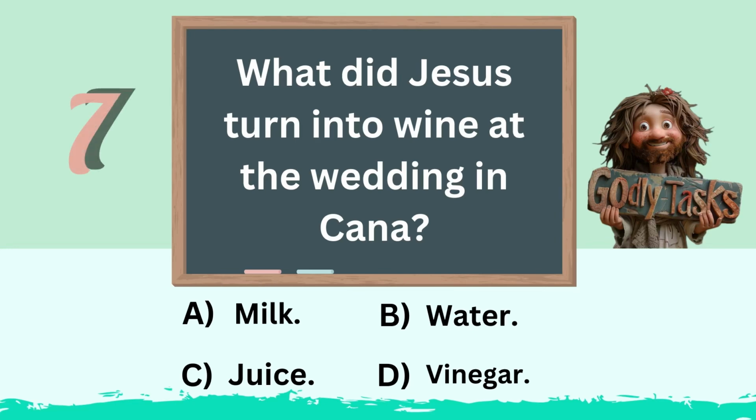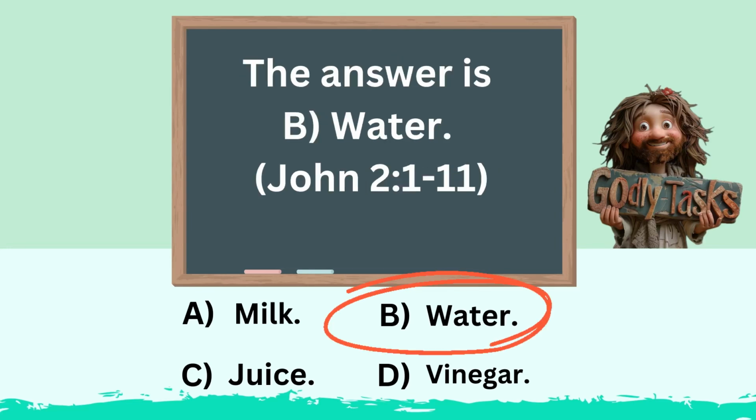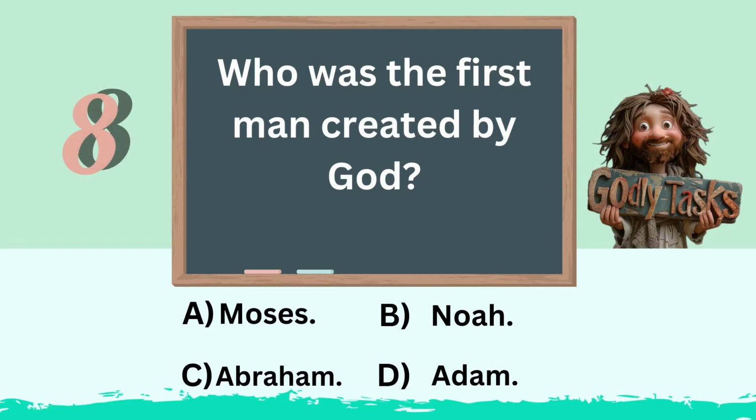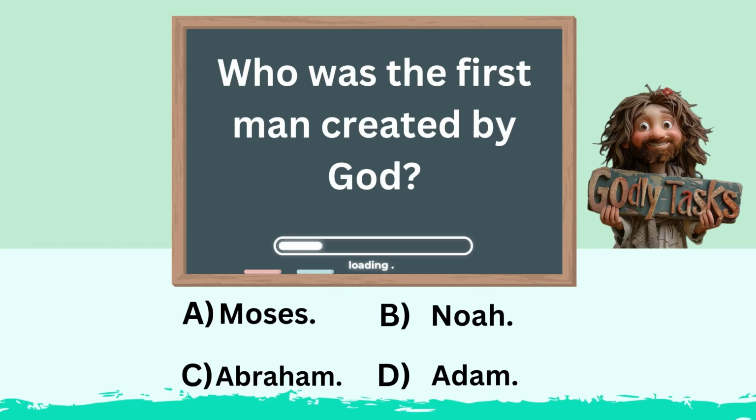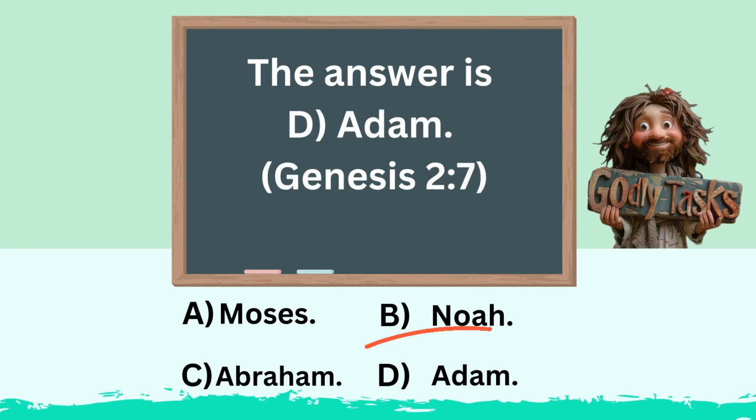Question 7. What did Jesus turn into wine at the wedding in Cana? A. Milk. B. Water. C. Juice. D. Vinegar. The answer is B. Water, John 2:1-11. Question 8. Who was the first man created by God? A. Moses. B. Noah. C. Abraham. D. Adam. The answer is D. Adam, Genesis 2:7.